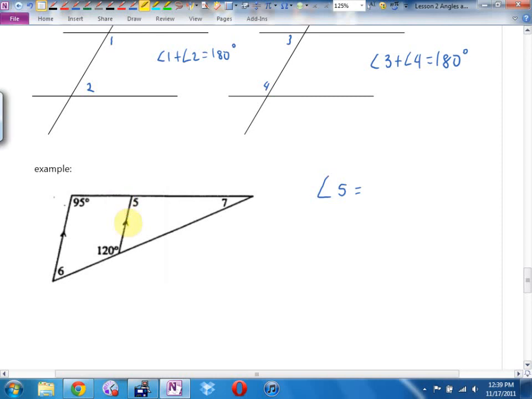What letter do you get if you turn it on its side and flip it? Okay, there's an F there. This is what you'll get good at spotting eventually. But they can be flipped. They can be sideways. They're tricky to spot, but that's part of what we're doing, reasoning and looking for patterns. How big is angle 5? 95 degrees. Because this angle can slide right over this angle.